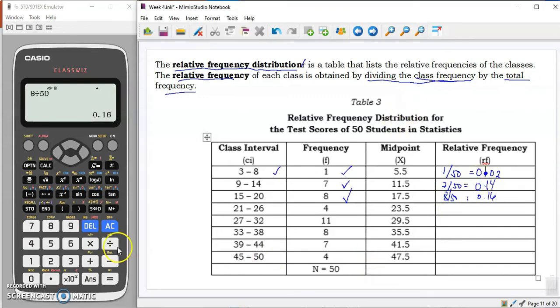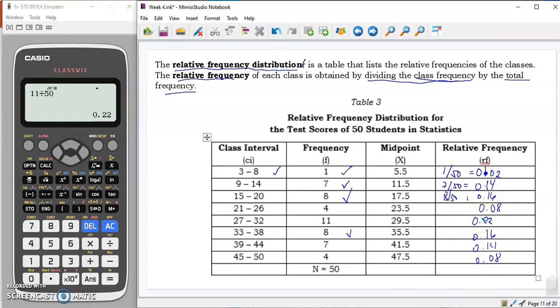And 4, let's have 4 divided by 50 is 2 over 25 or 0.08. Next, we have 11. 11 divided by 50 will give us 11 over 50 or 0.22. I will not repeat 8 anymore because I have it here already. That's 0.16. Same as 7, that's 0.14. Same as 4, that's 0.08. Now, these are the relative frequencies.